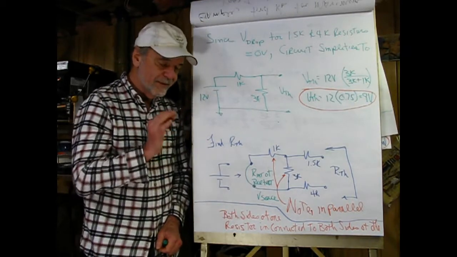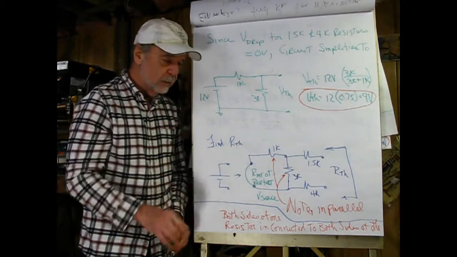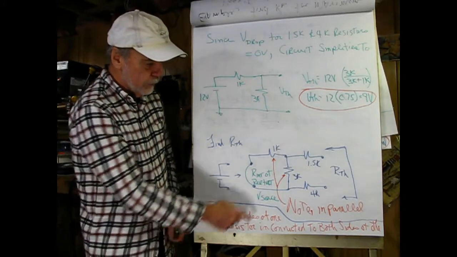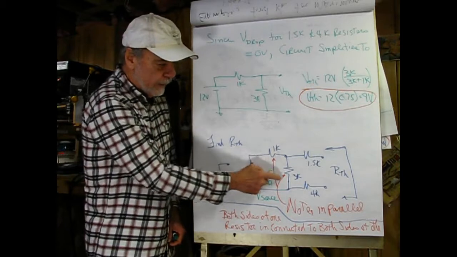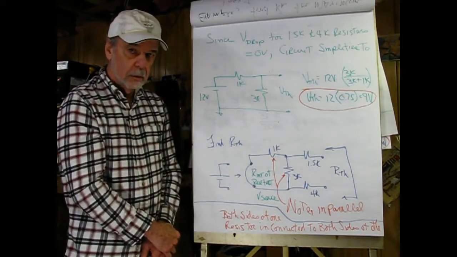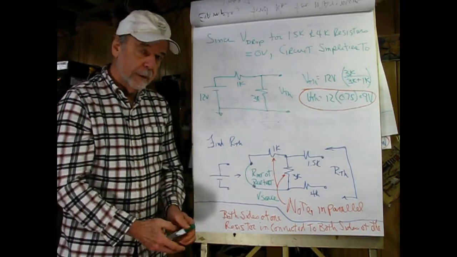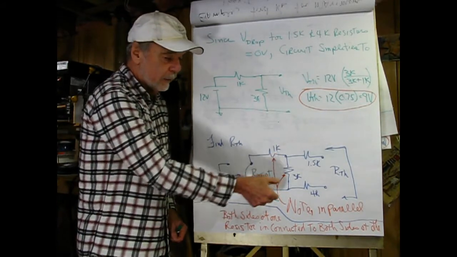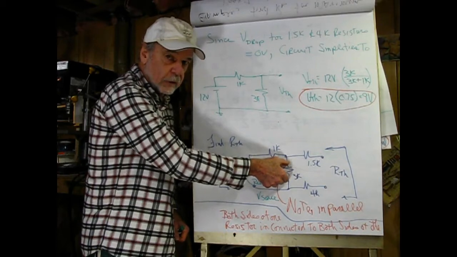Remember this. That's key to a lot of things coming up in the future. Now all we have to do is take a look at this, and what we can see is that the 1K and the 3K resistor are in parallel. How do we define a parallel circuit? It's when two sides of a component are connected to two sides of another component.